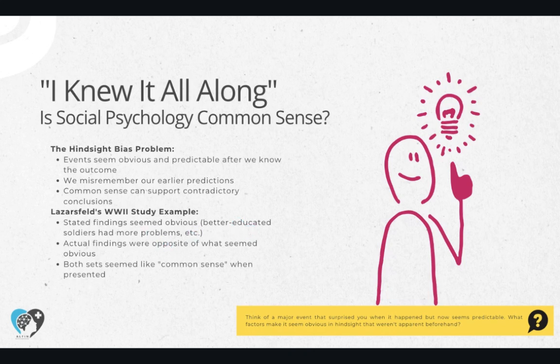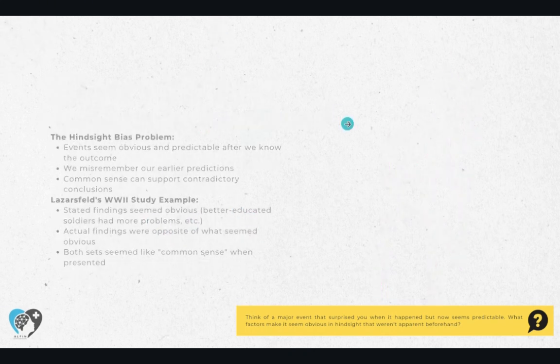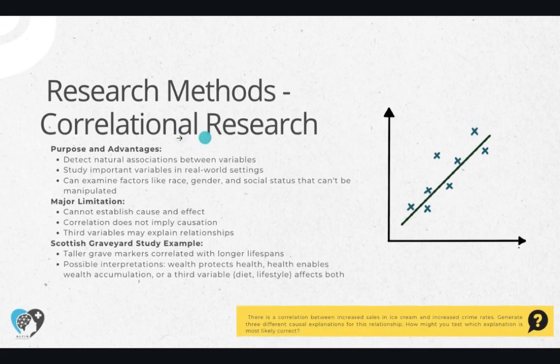So, speaking of research, let's move on to our next topic, correlational research. The purpose of correlational research is to detect natural associations between variables. The advantage is that we can study important variables in a real-world setting and examine factors like race, gender, and social status. We cannot ethically manipulate these, and we don't need to put anyone in distress like the Milgram obedience studies. But the major limitation of correlation is it cannot establish cause and effect.